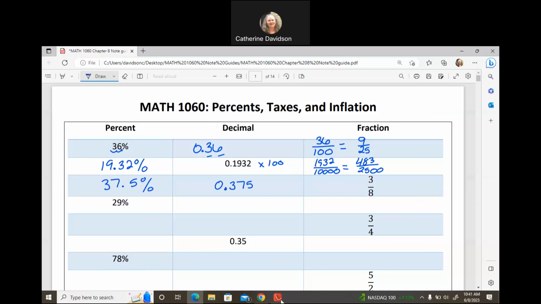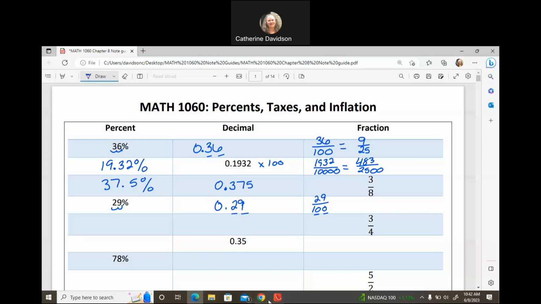29%, we move the decimal 2 places to the left. So I get 0.29. As a fraction, I'm going to set that up as 29 over 100. I have 2 decimal places, so I have 2 zeros. If you put that in the calculator, it's still going to stay 29 over 100. That one is not going to simplify.